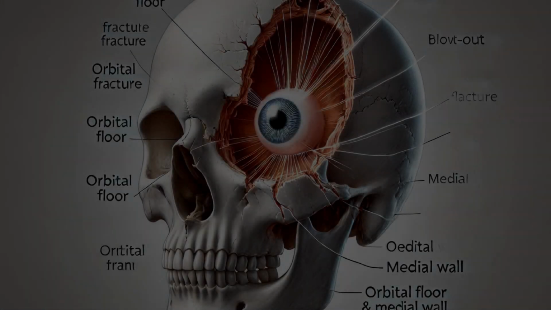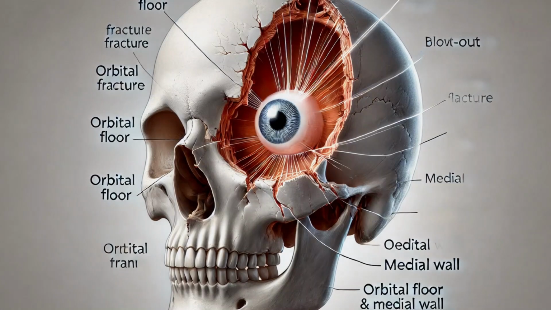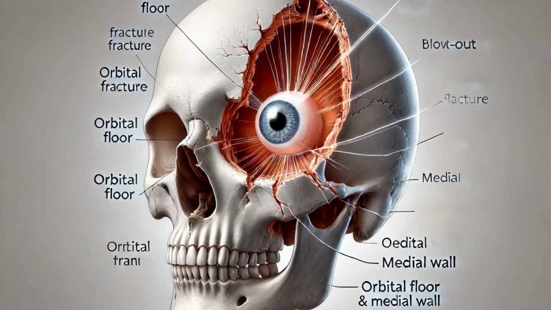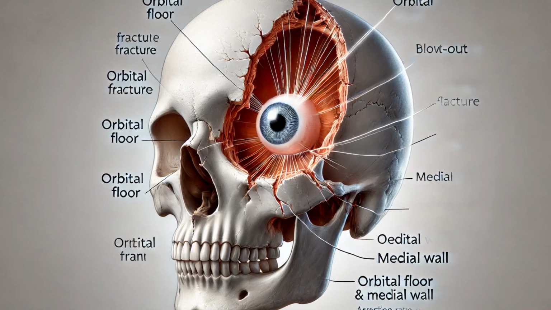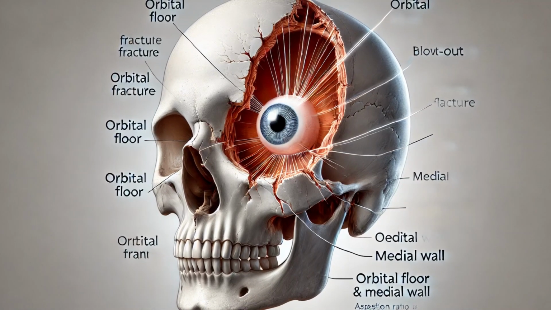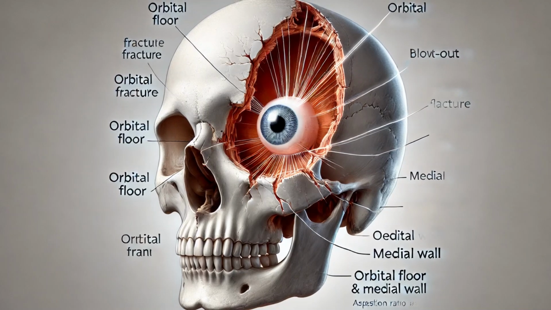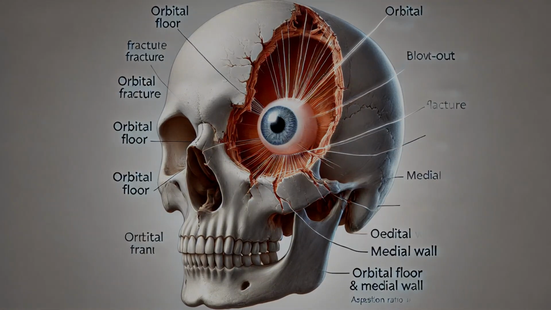An orbital blowout fracture refers to an isolated fracture of the orbital floor or medial wall, secondary to blunt trauma from an object larger than the orbital rim. This results in a sudden increase in intraorbital pressure, causing a fracture of the thin orbital walls while typically preserving the orbital rim.